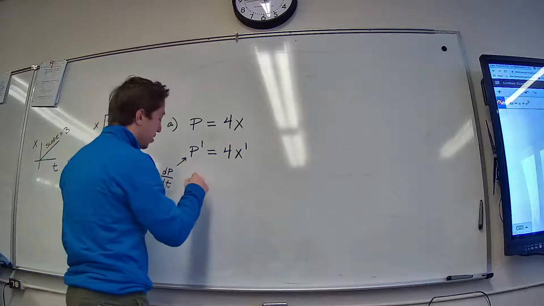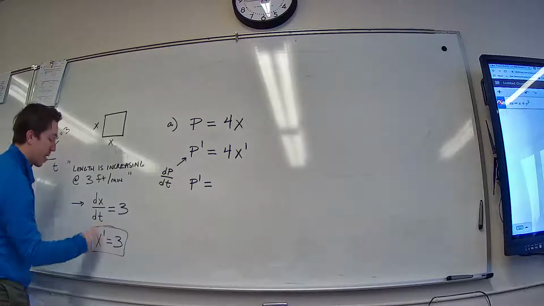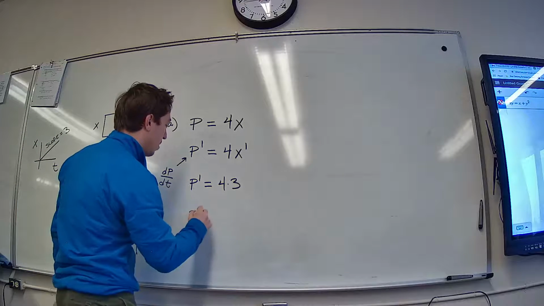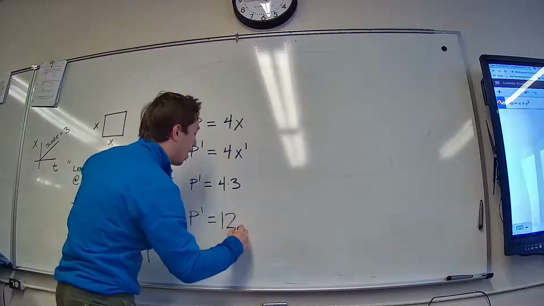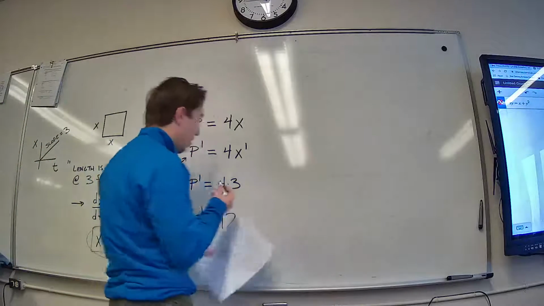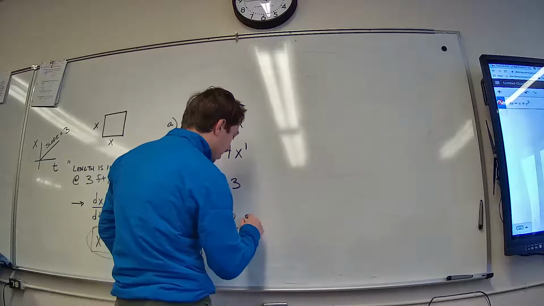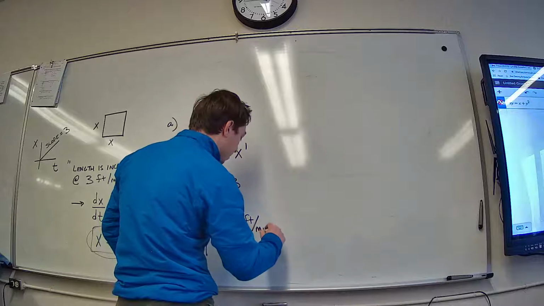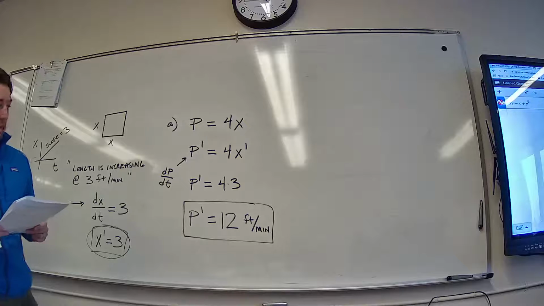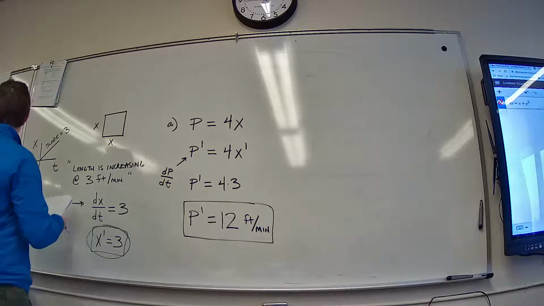So now what do you say? Well, we know that x prime is 3, so what's the answer to this question? 12. And this question has units, so you probably should put units. This was feet. The perimeter, of course, would be in feet, and the time unit we've been using is minutes, so feet per minute. Okay? That make sense?